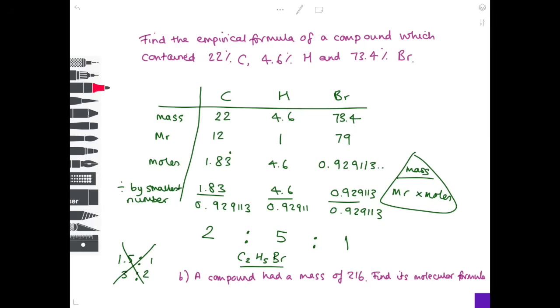Sometimes they like to extend the question and tell you in part B that a different compound had a mass of 216, and then based on this empirical formula you've just calculated, work out its molecular formula. This is really straightforward.